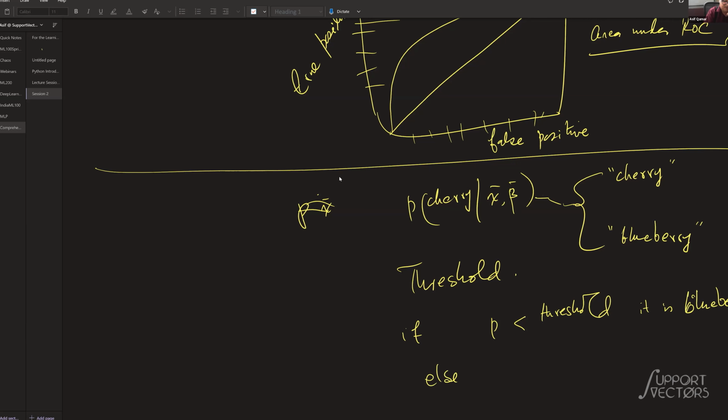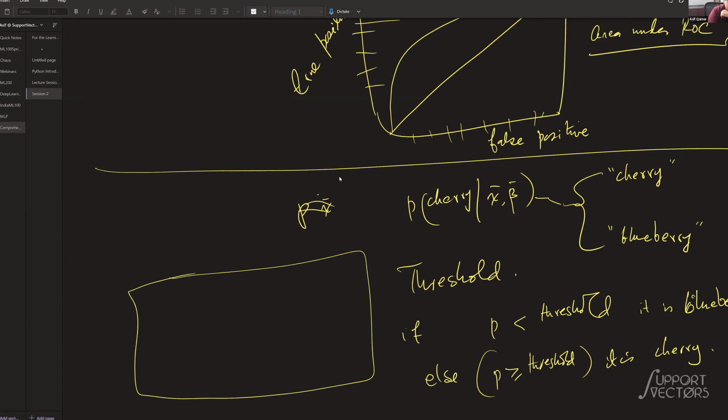Else, I mean, obviously the condition is P is greater than or equal to threshold. It is the threshold, the value you select for the threshold, that controls how your ROC curve is drawn, because it controls positivity and negativity and all of that. So let me ask this question.